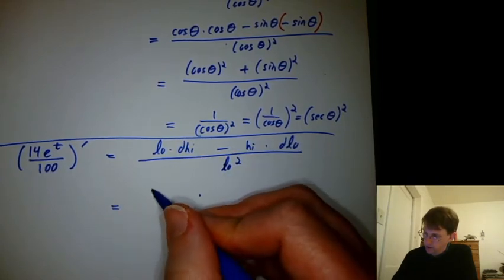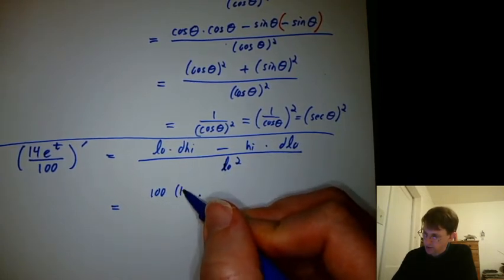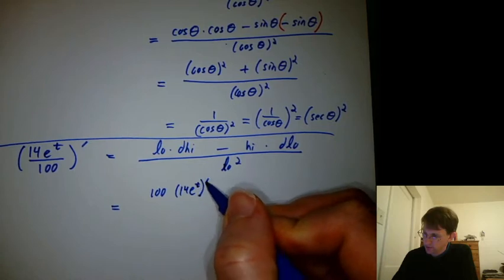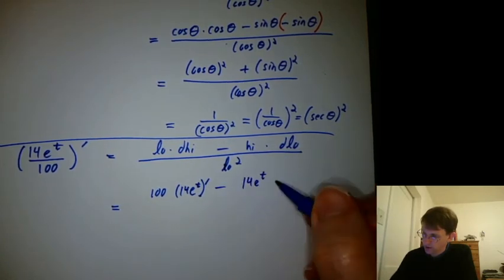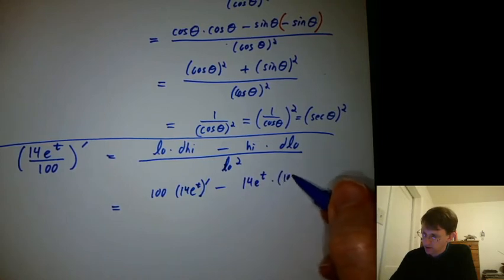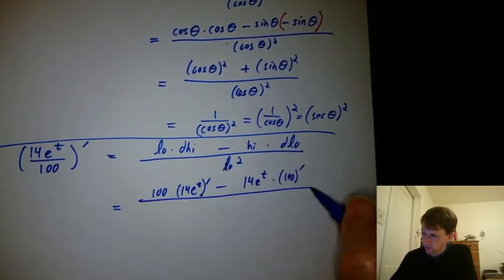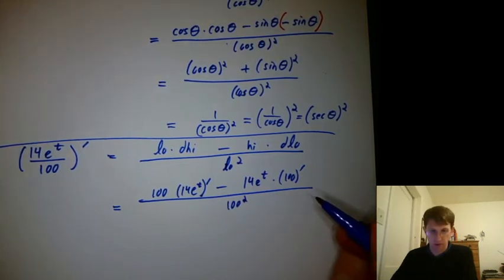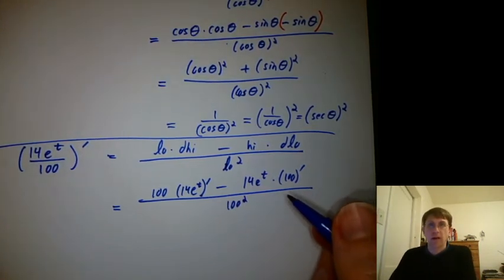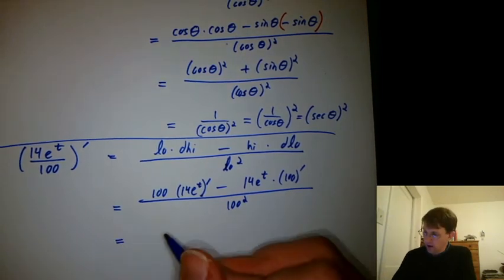All right, so low is 100, d high would be 14 e to the t prime, high is 14 e to the t, d low would be 100 prime over 100 squared. Okay, so far? And how about simplifying that?